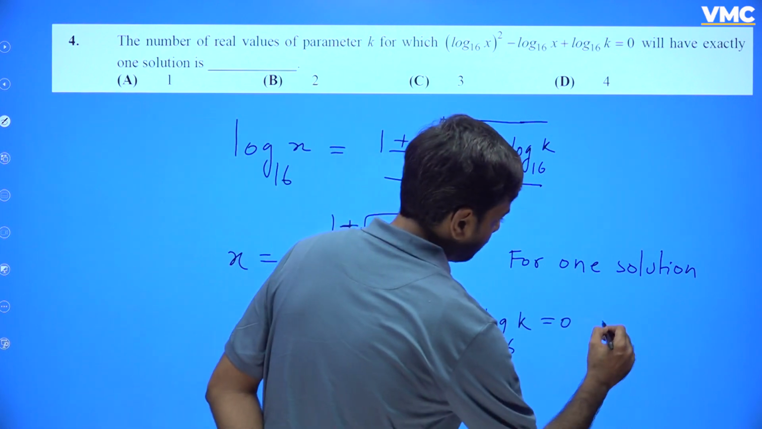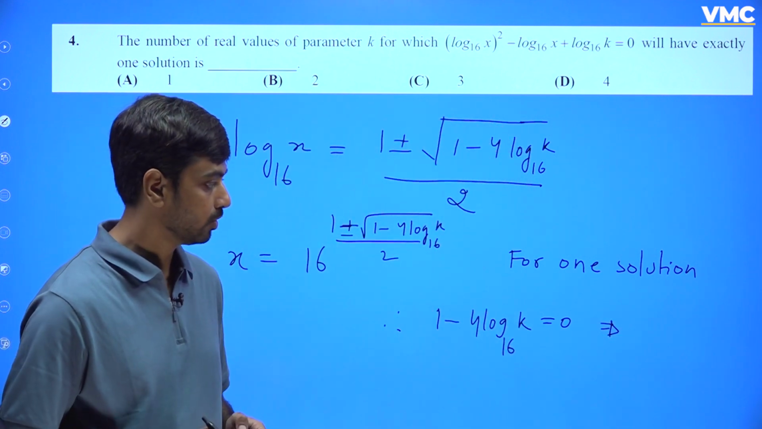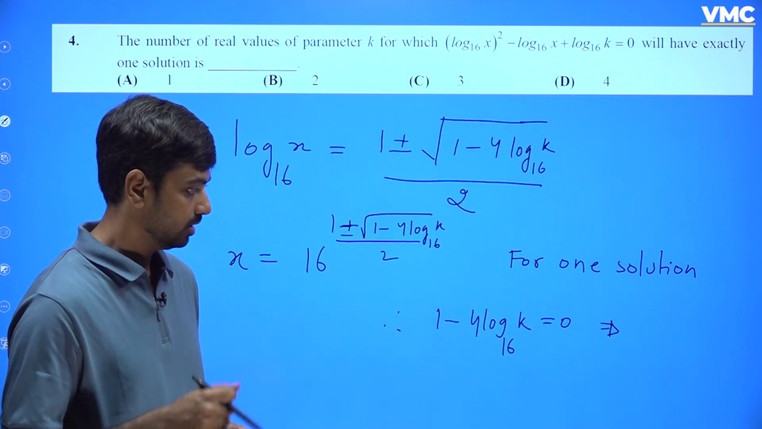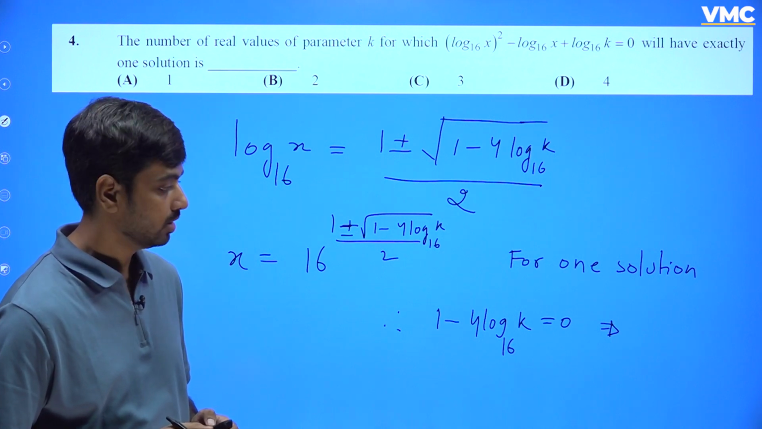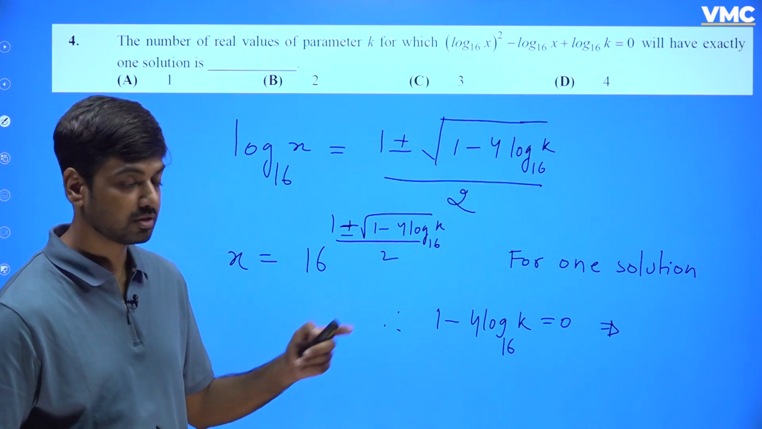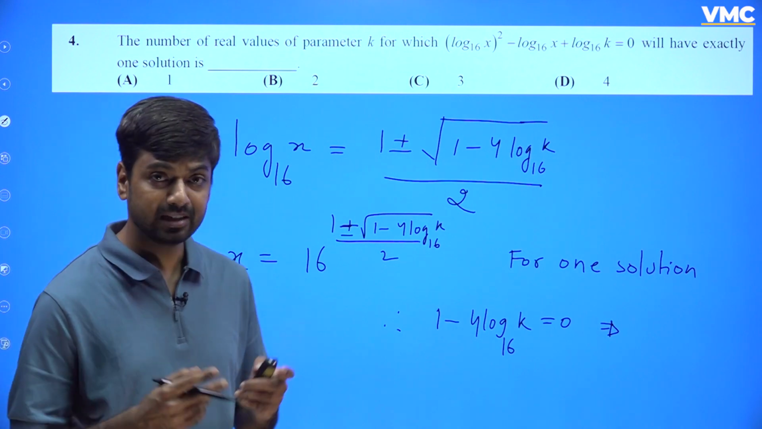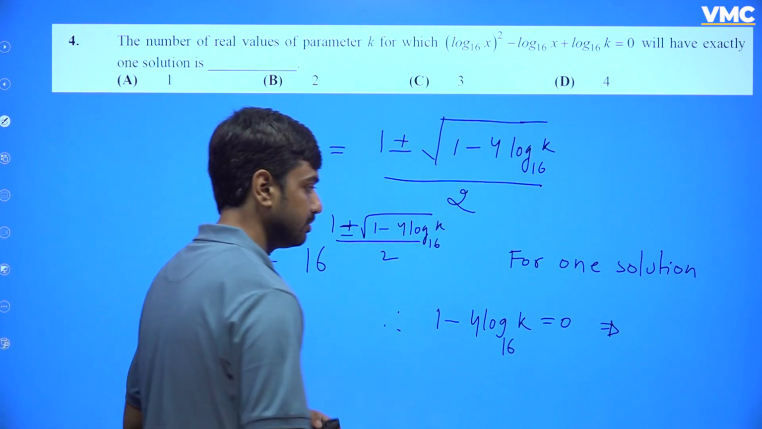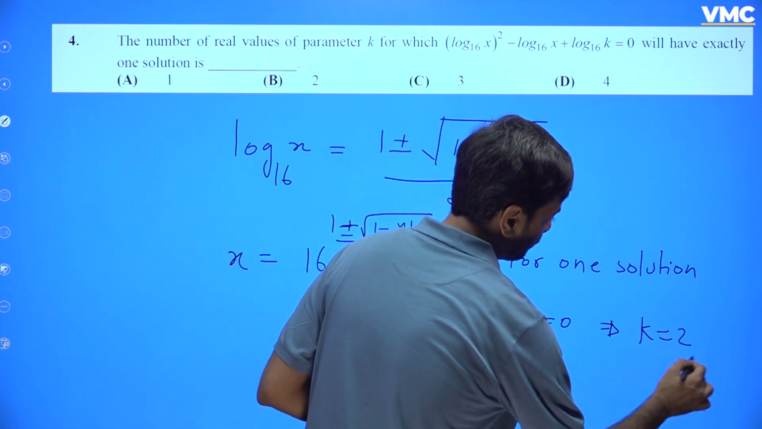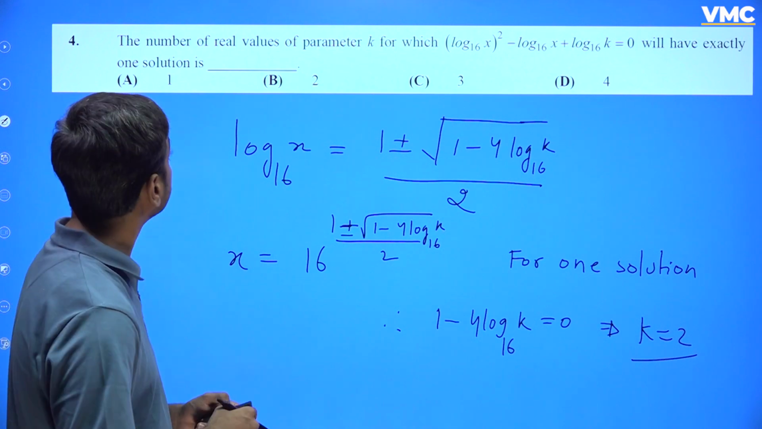So when you solve, you will get 1 is equal to 4 log k with base 16. So log k with base 16 is equal to 1 by 4. So k is equal to 16 raised to the power 1 by 4. 16 is 2 raised to the power 4. So 2 raised to the power 4 to the whole power 1 by 4 gives you k is equal to 2. So for this question, we have only one value of k.